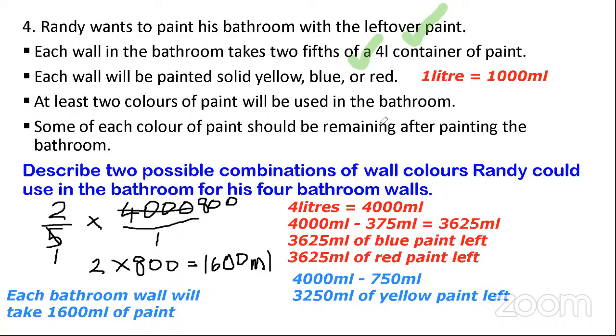And if it says at least two colors of paint, it means that we can use two being the least amount. We can use three, we can use four. But in this case we only have three paints, so we can either use two colors of paint or three colors of paint, but we can't just paint it in one. It also said that some of each color of the paint should be remaining after painting the bathroom. So tell me what combinations of paint can we have. I'm waiting for that response. What combination of paint can we have?